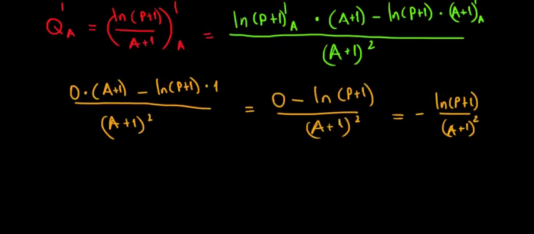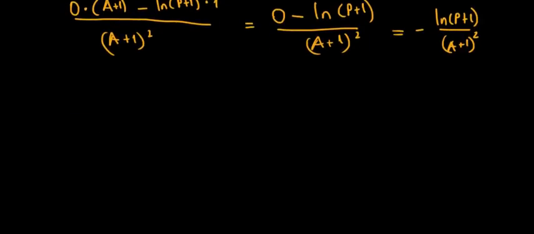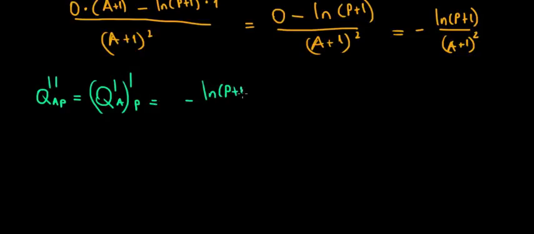Now let's differentiate again with respect to P. That was our second partial derivative. So the derivative now is with respect to P, which means we take the derivative with respect to A, which we found, and differentiate it again with respect to P. So we have minus ln of P plus 1 divided by A plus 1 squared, derivative with respect to P. Again, we have a division, so we're applying the quotient rule one more time. So let's do just that.